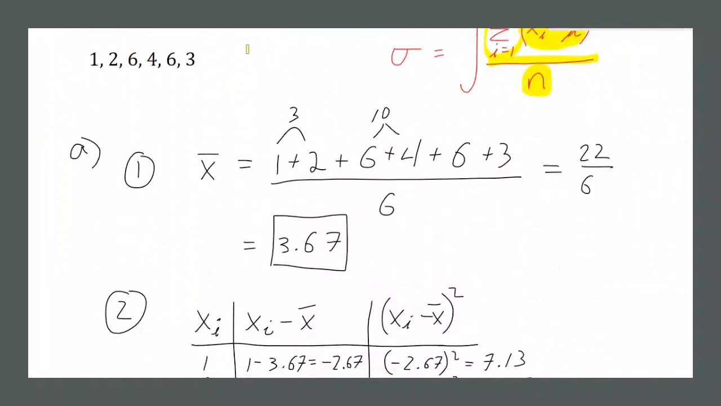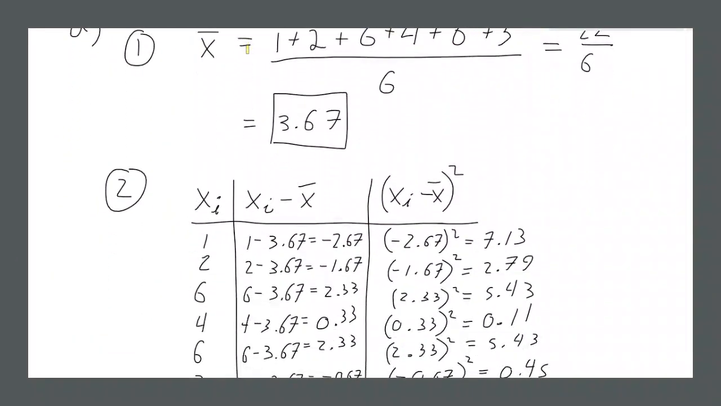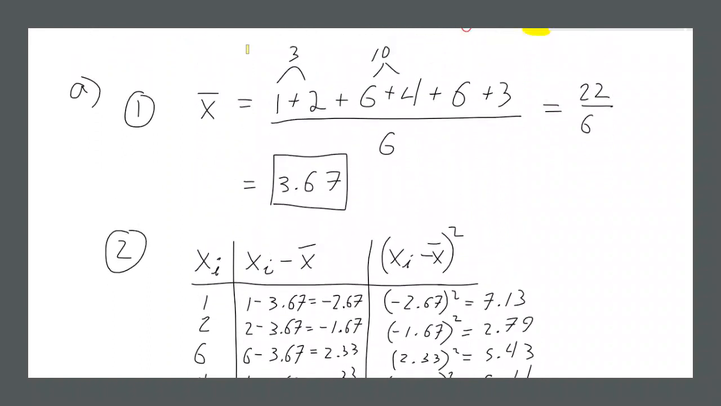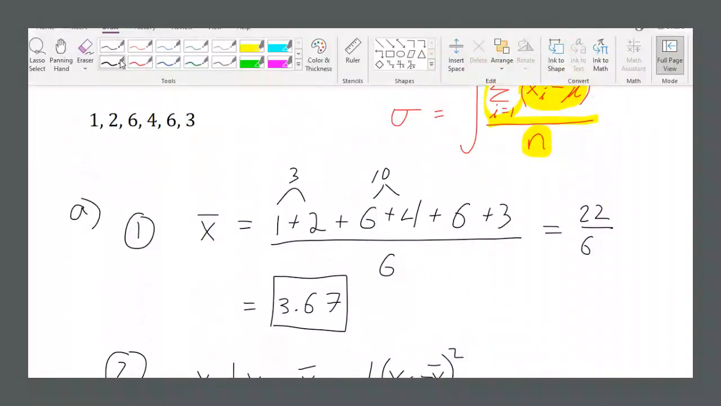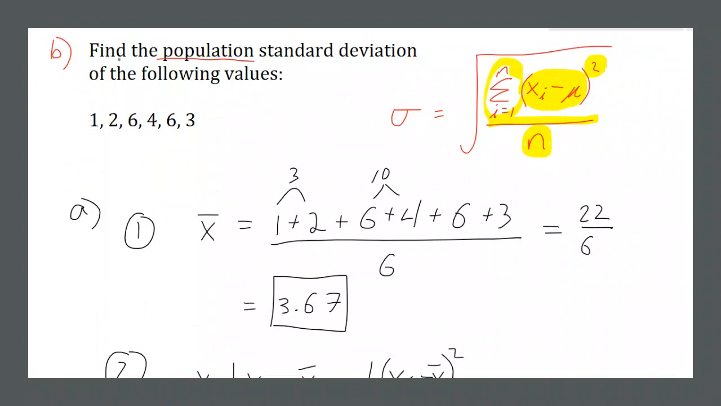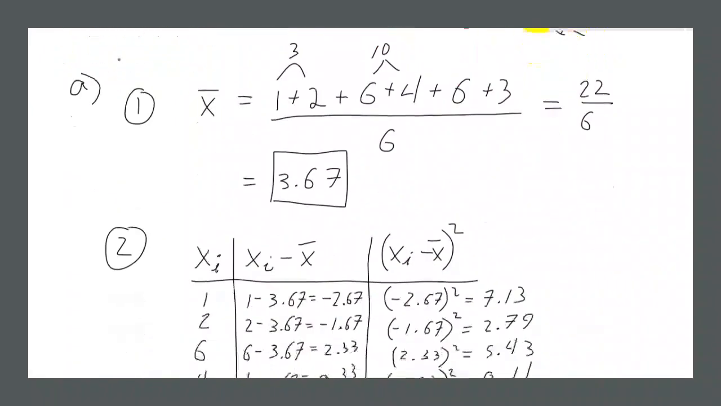So step 1 would be the same. Step 2 would be the same. Technically, you would be using the mu symbol instead of the x bar symbol, because that's the symbol for population mean rather than sample mean, but the calculation is exactly the same. The only difference is that step where you divide by n instead of dividing by n minus 1.